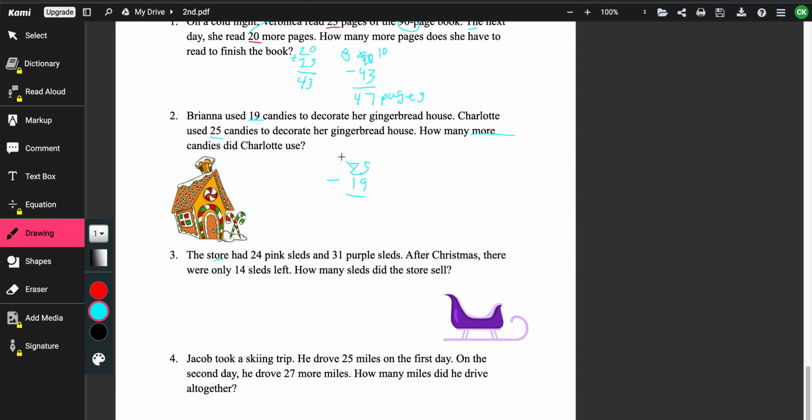5 minus 9 does not work. Change that to 1, 15. 15 minus 9 is 6. Nothing. So how many more candies did Charlotte use? She used 6 more candies.